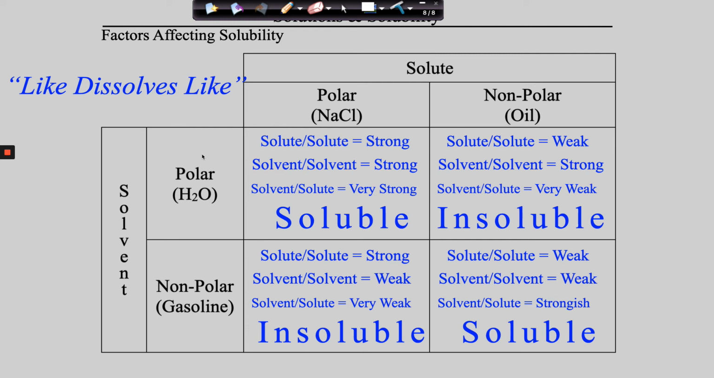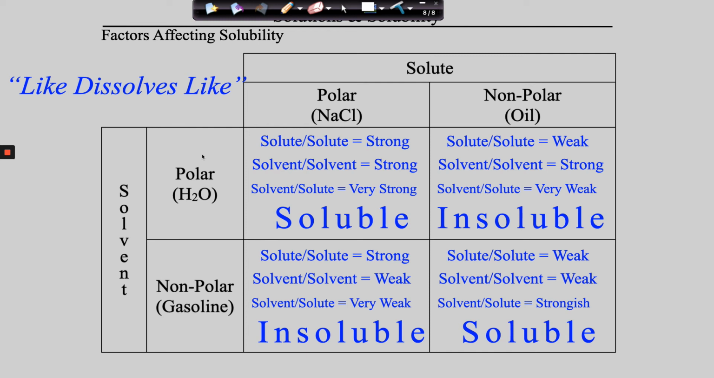Guys, "like dissolves like." If you ever write this on a test, you're going to get 0 credit. Guys, you do not get to say "like dissolves like." But what "like dissolves like" means is solutions form strong to strong and weak to weak. Does that make sense? So how do you talk about it on the test? And that's the important part. How do you talk about this on the test?